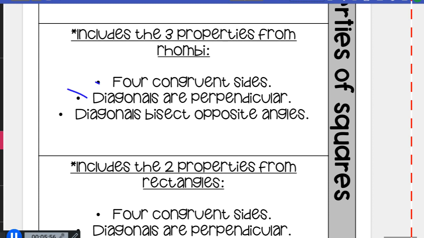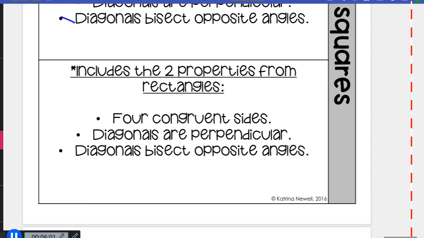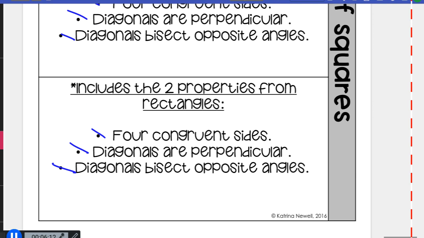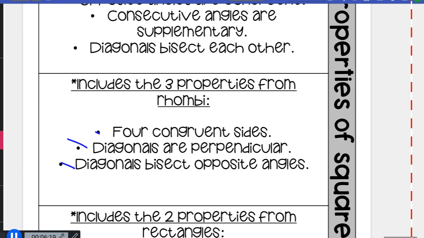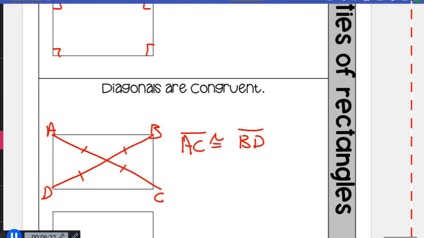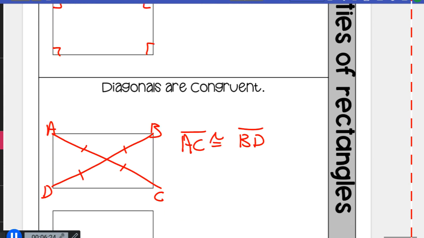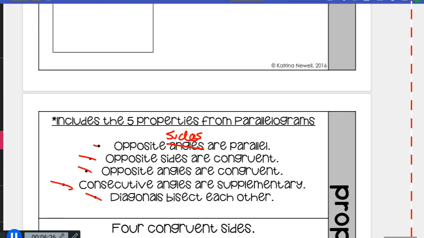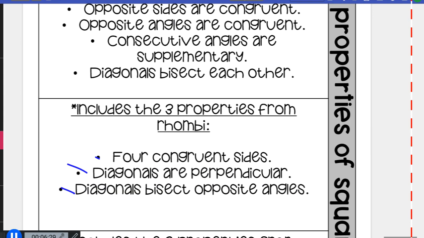Plus all the things about rhombuses. 4 congruent sides. Diagonals are perpendicular. Diagonals bisect angles. Plus the rectangles. 4 congruent sides. Diagonals are perpendicular. Did I miss that one? Diagonals bisect opposite angles. So a square combines all of this information. I feel like I missed one. No.